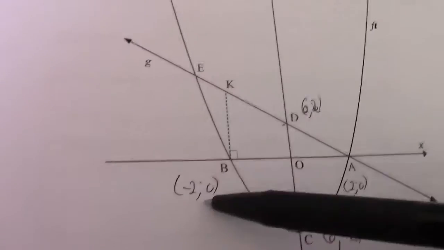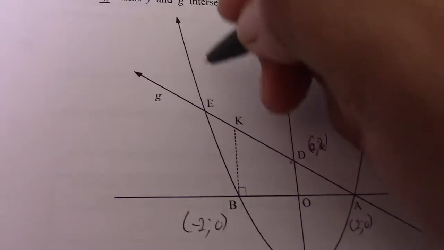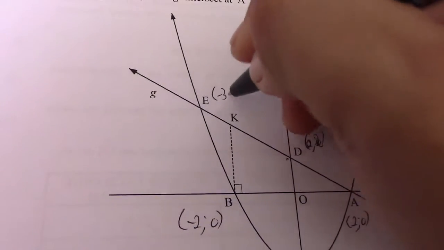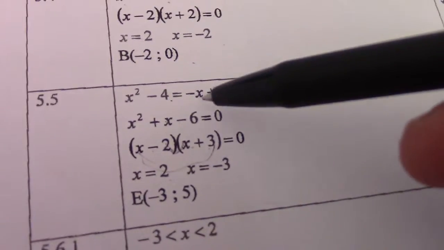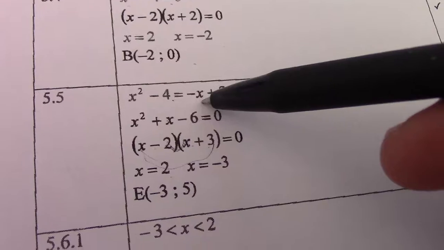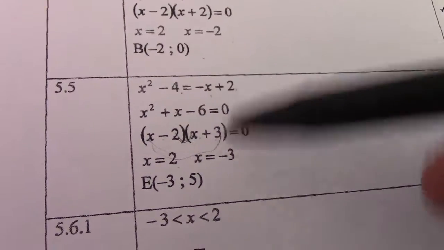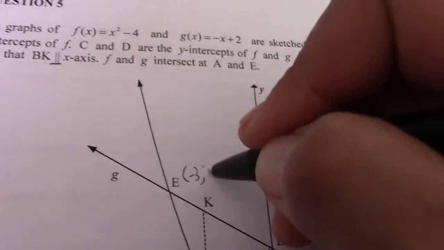So if we look across, point E is on the negative side, so E here has to be minus 3. And we sub it back into any equation, so if I sub in minus 3, it would give me positive 3 plus 2, which gives me 5. So my coordinates of E are minus 3 and 5.